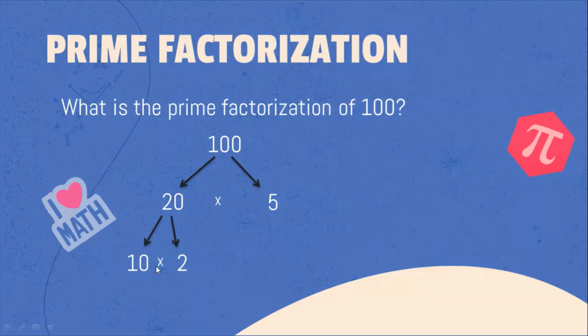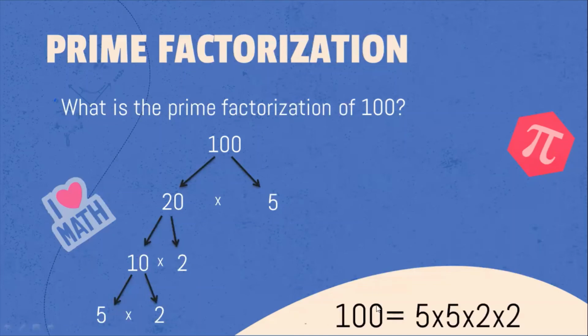Then 10 has another factor aside from 10 and 1, and those are 5 times 2. 5 is a prime number, 2 is a prime number, 2 is a prime number, and 5 is a prime number. That's why the prime factorization of 100 is equal to 5 times 5 times 2 times 2. Those are the prime factors of 100.